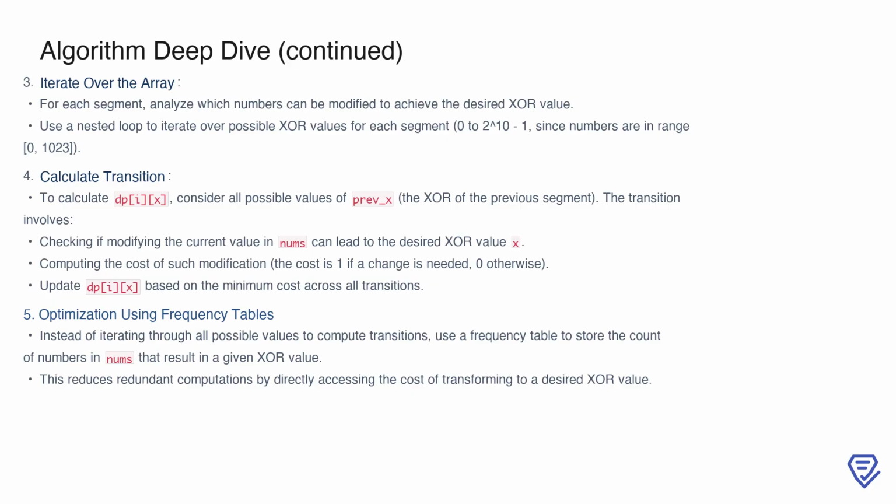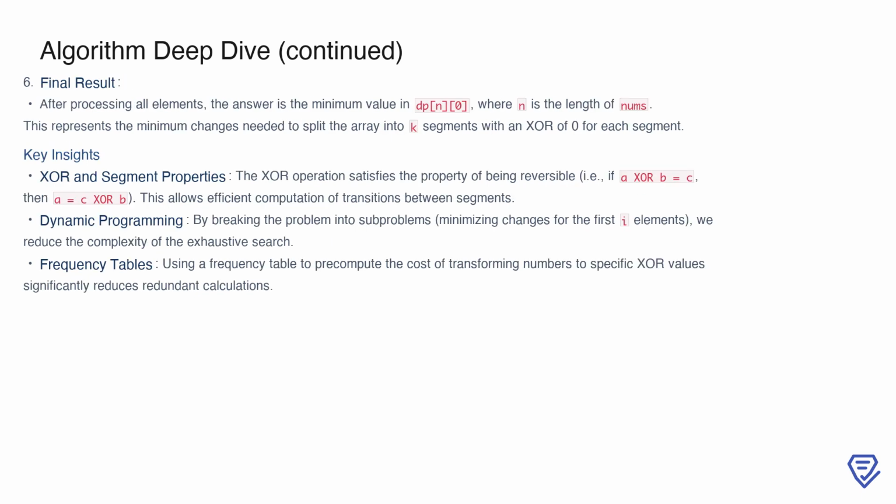These tables count how many numbers in the array can produce a specific XOR value, allowing us to directly access transformation costs instead of recalculating them repeatedly. After processing all elements in the array, the final result is found in DP[n][0], where n is the length of the array and 0 represents the target XOR value for each segment. This value gives the minimum number of changes required to achieve the desired segmentation.